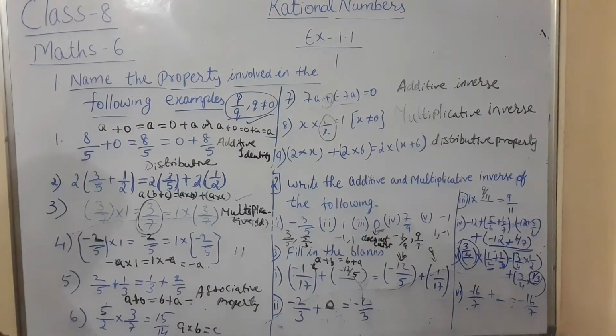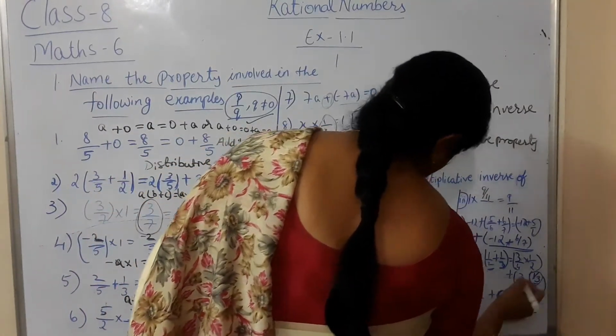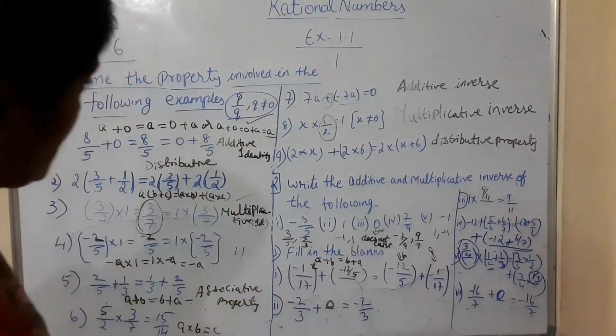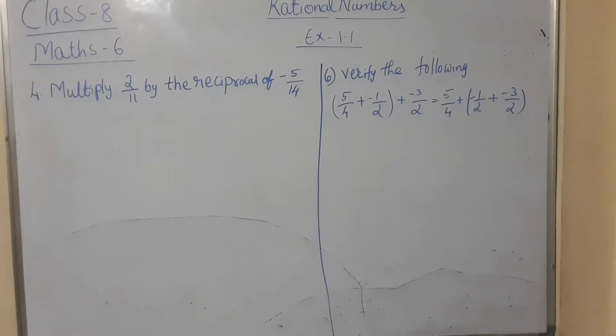The next one, minus 16 by 7 plus of some number is equals to minus 16 by 7. That means you want to get the same rational number. So to get the same rational number, what do we have to do? We have to use additive identity, that is 0 over here. So you will get back the same number. I hope it is clear till here. Take down all these. I hope you people would have taken.